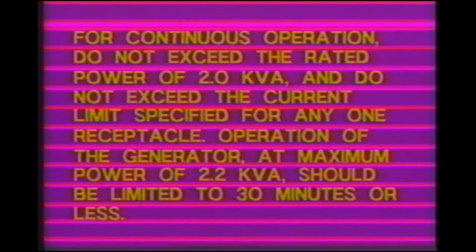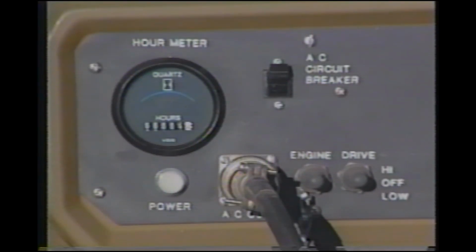Operation of the generator at a maximum power of 2.2 kilovolt amps should be limited to 30 minutes or less. In the event an overloaded circuit causes the AC circuit breaker to switch off, reduce the electrical load on the circuit, wait a few minutes, and reset the circuit breaker.